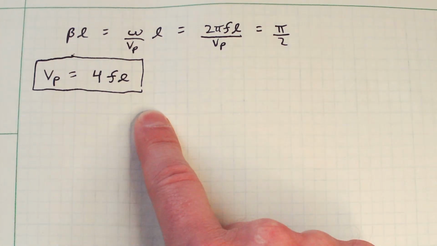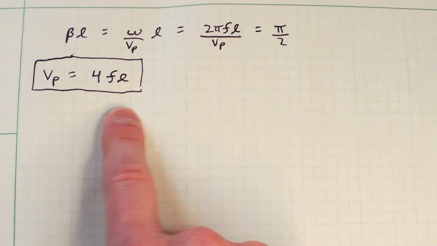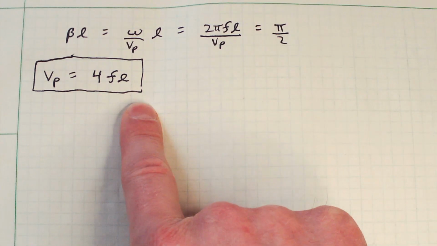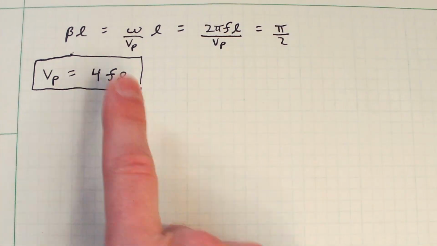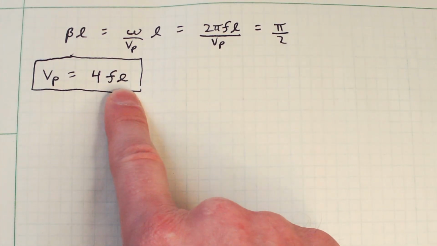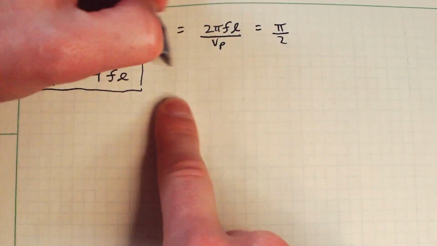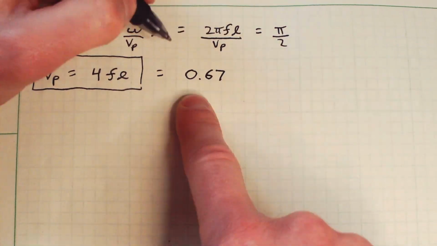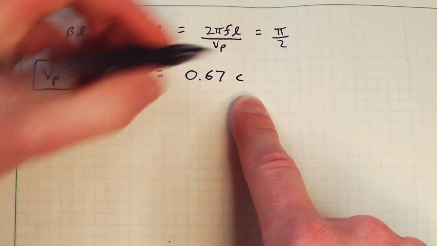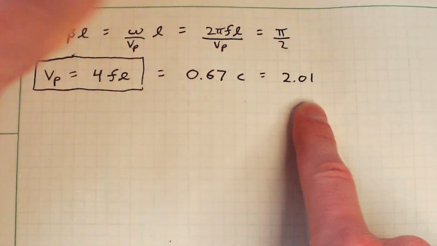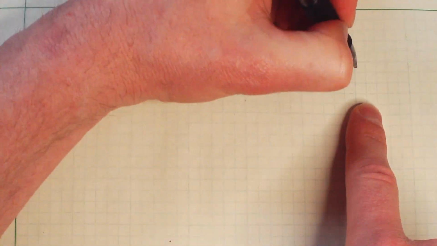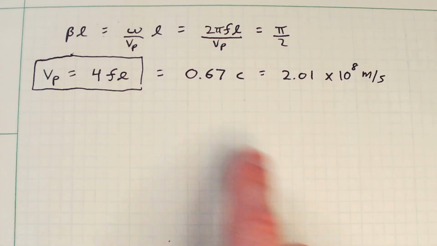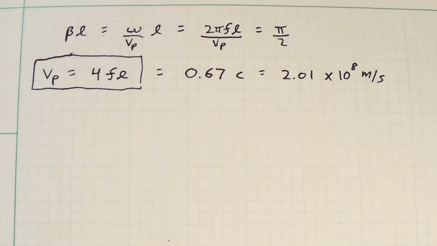When the length is exactly a quarter wave, or the length of the cable is 1/4 wavelength, then we know that the velocity of propagation is 4 times f times L. So if you plug in the values, it's about 33 megahertz here and 1.52 meters here, you come out with roughly, say, 0.67 times the speed of light, which is about 2.01 times 10 to the 8th meters per second. Okay, so you can plug in the values that I measured here, and this is what you would get.